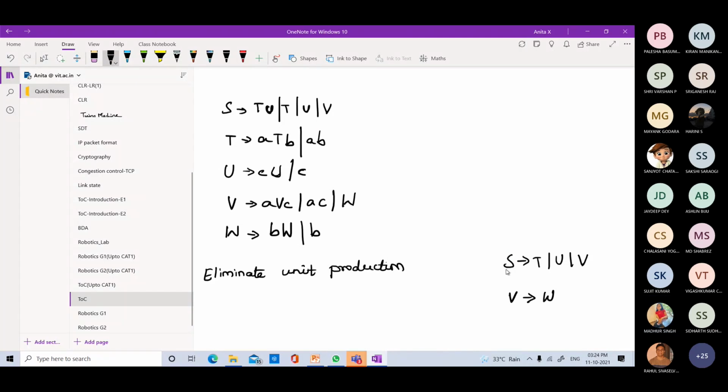So if I want to eliminate S derives T, what should I do? All the productions of T should be placed here. If I have to eliminate S derives U, what should I do? I have to place all the productions of U here. If I want to eliminate S derives V, what should I do? All the productions of V should be placed here, right?